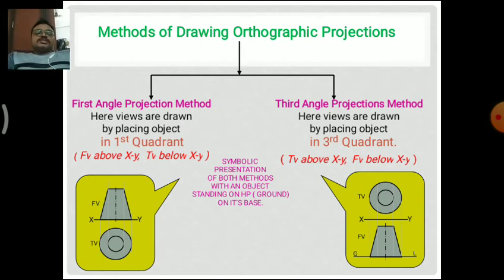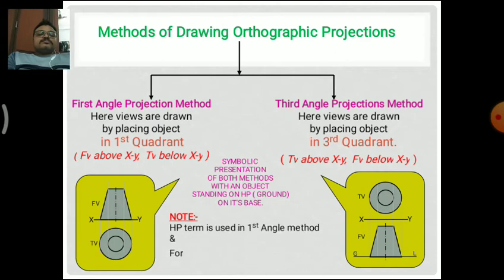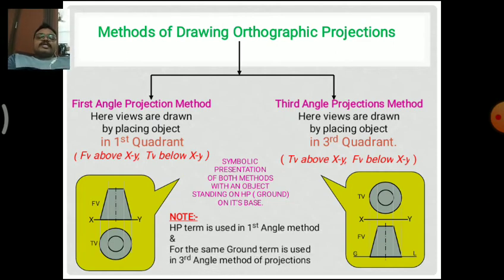In both these methods, the side views are taken as follows. In the first angle projection method, the right-handed side view is drawn on the left side of the front view, and the left-handed side view is drawn on the right side of the front view. But in the third angle projection, the right side view is drawn on the right side of the front view and the left side view is drawn on the left side of the front view only.